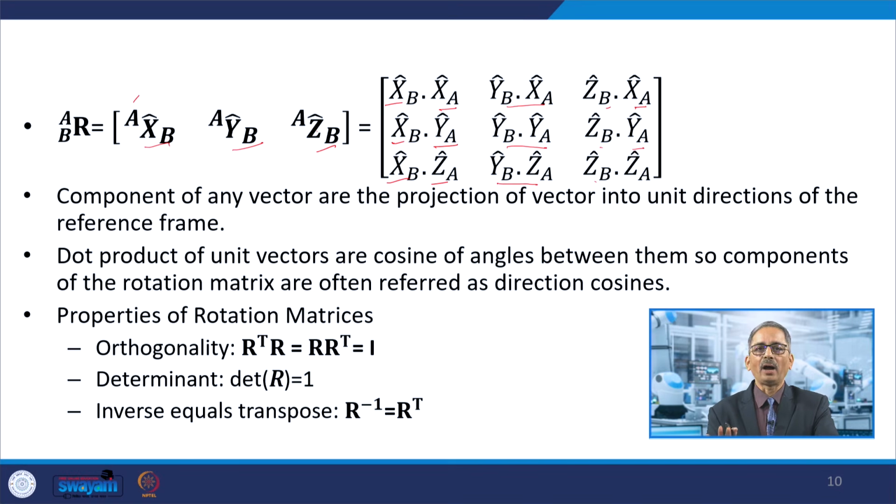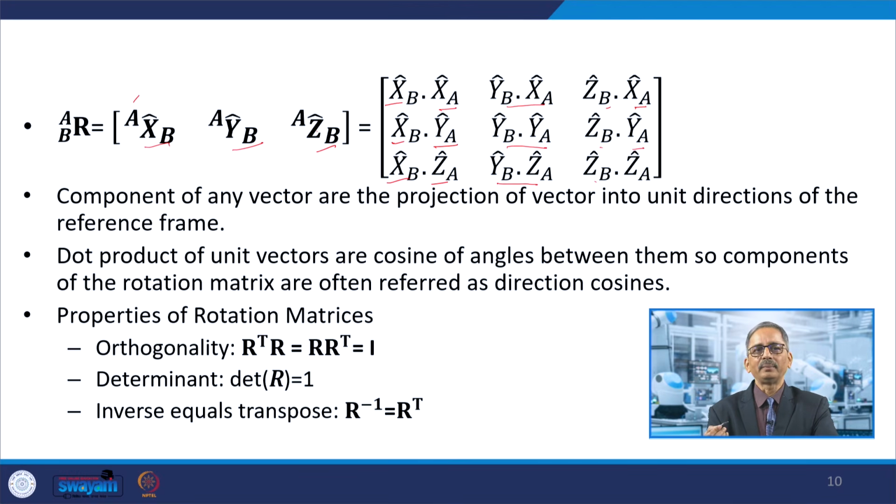So, this is how it is done, and these projections are represented by dot products, and since these are unit vectors, the result is basically what we call the direction cosine. So, the dot product of unit vectors is the cosine of the angle between them. So, the components of the rotation matrix are often referred to as the direction cosines.